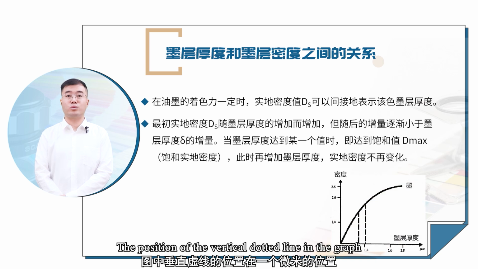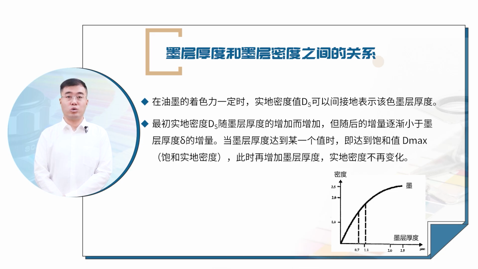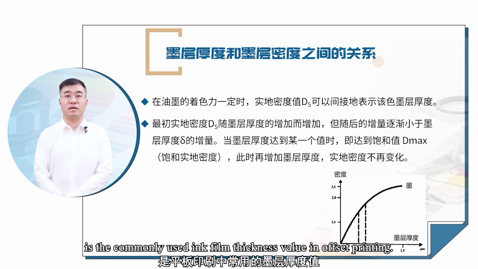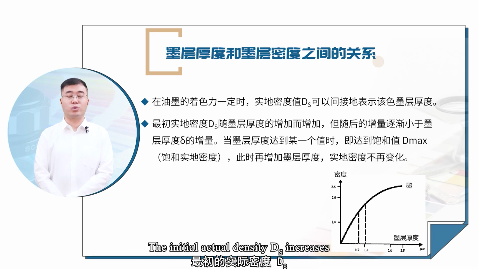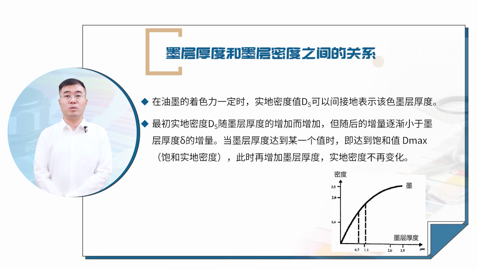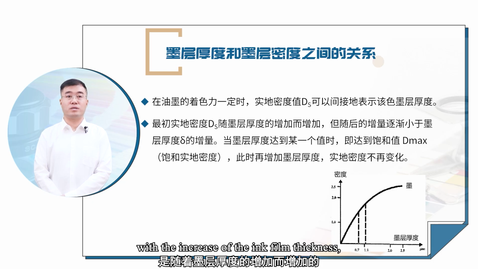The position of the vertical dotted line in the graph at a position of 1 micron is the commonly used ink film thickness value in offset printing. The initial actual density DS increases with the increase of the ink film thickness.